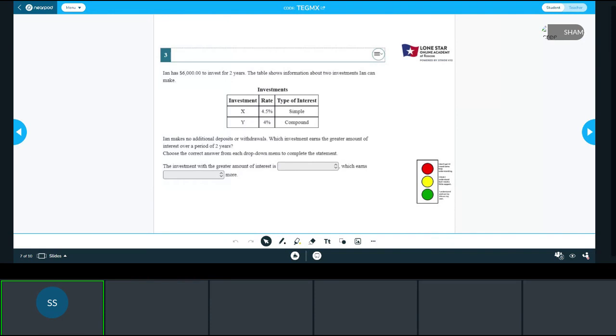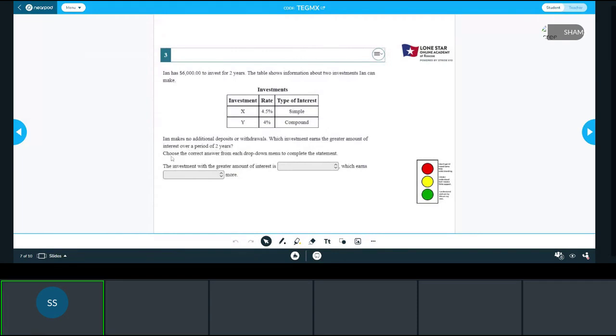Question 3. Question 3 is one very interesting question. This is the question I'm going to spend the most amount of time on, so we have a good and clear understanding of simple interest versus compound interest. The question says, Ian has $6,000 to invest for 2 years. The table shows information about 2 investments Ian can make. Investment X will earn him 4.5% simple interest, or he can invest the $6,000 in investment Y, that will earn him 4% compound interest. Ian makes no additional deposits or withdrawals. Which investment earns the greater amount of interest over a period of 2 years?